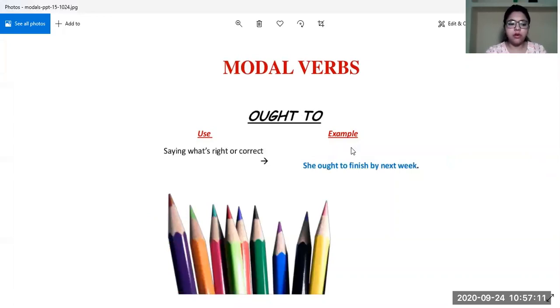Ought to. I have told you many times what ought means: something which is morally correct, which is morally good. If we are doing something correct which is bringing goodness, then that is known as ought to. Certain actions bring goodness in society, or something which is done right or correct. For example, she ought to finish by next week, so this will be right for her. Or we ought to help the needy, this is also the right thing.